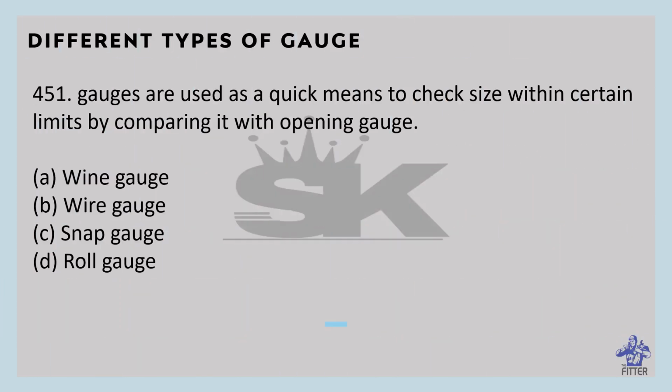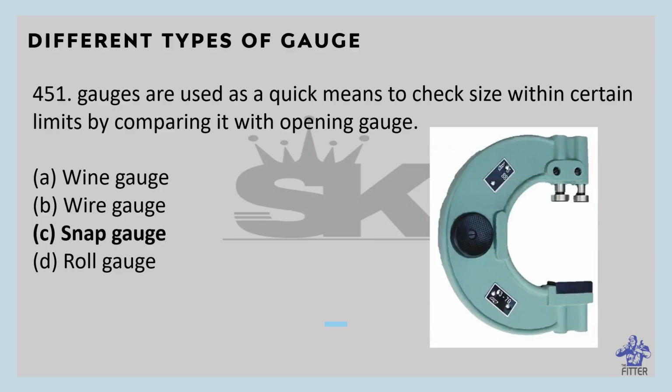Gauges are used as a quick means to check size within certain limits by comparing it with the opening of the gauge. So here the answer is snap gauge. You can see here in the image, this is an adjustable snap gauge. Generally snap gauges are C-shaped and adjustable to the maximum and minimum limits of the part being checked.